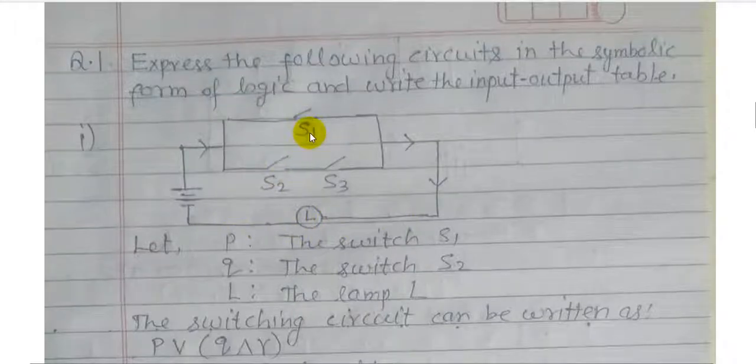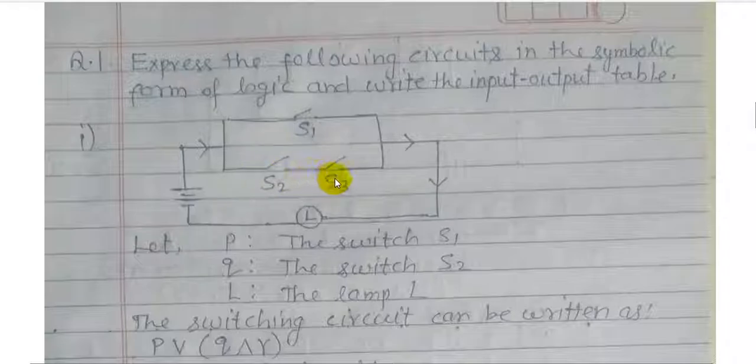So how many switches are there? S1, S2, S3. There are 3 switches. Now we see that this is the battery and this one here. So after this, there are 2 branches, this side and this side, means these 2 connections are in parallel. But in this direction, there are 2 switches, S2 and S3.